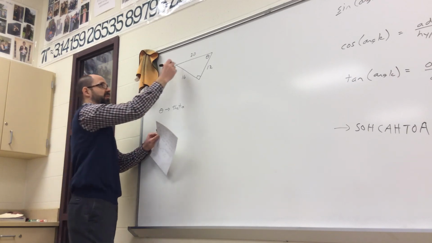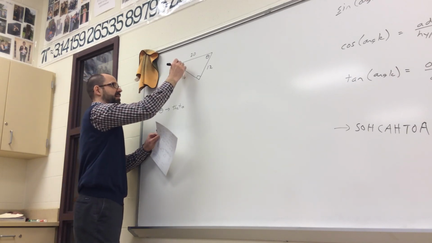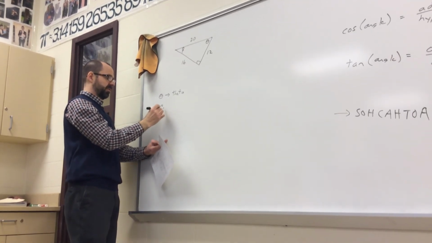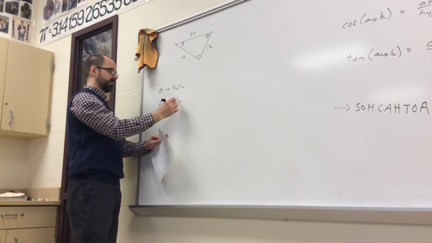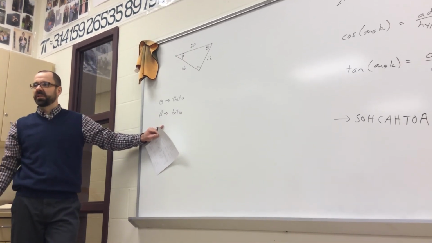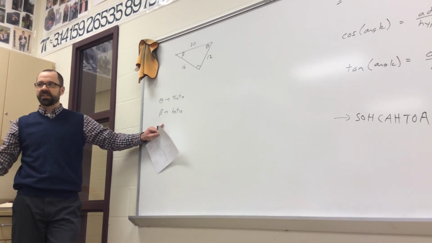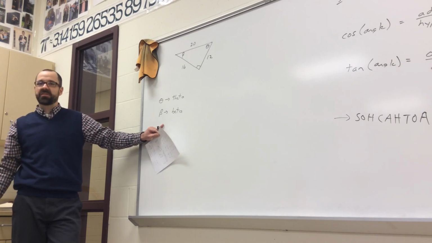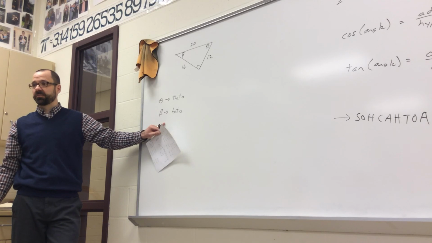And then there's a thing in this corner that looks like a B, but it has a little tail on it. It's another Greek letter called beta. So don't let these letters throw you off. I could use X or Y, but it's tradition in math to use Greek letters for angles.